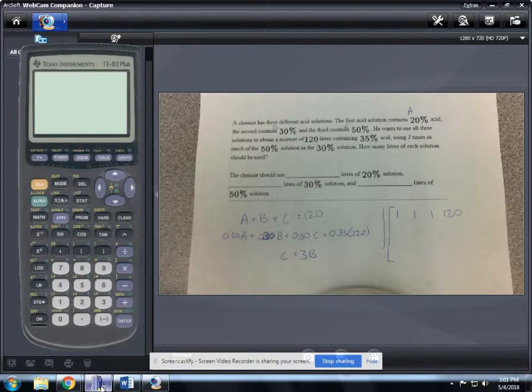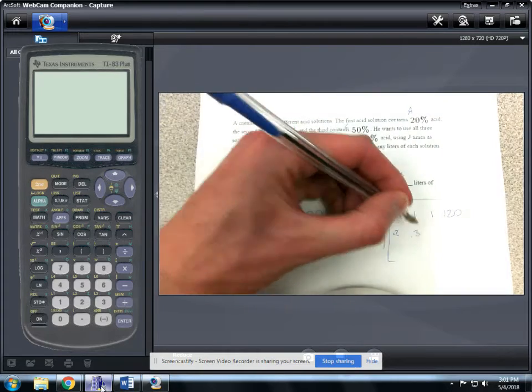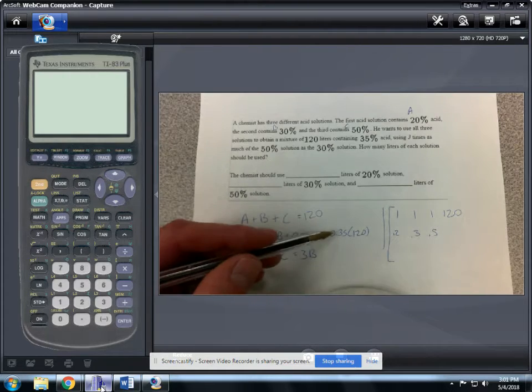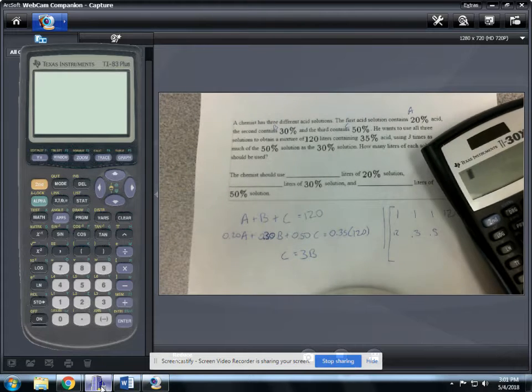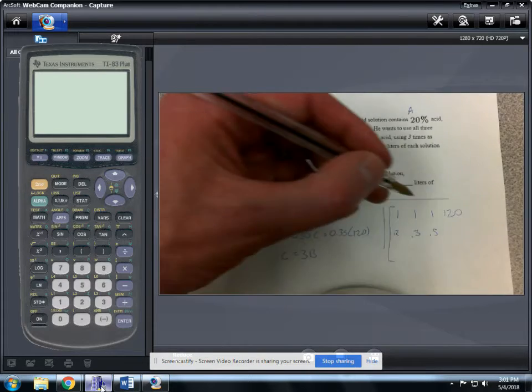Here's my matrix right there. The next I've got 0.2A, I've got 0.3B, I've got 0.5C. And that equals, so let's see, 0.35 times 120. So I've just got a calculator here. 0.35 times 120, 42.